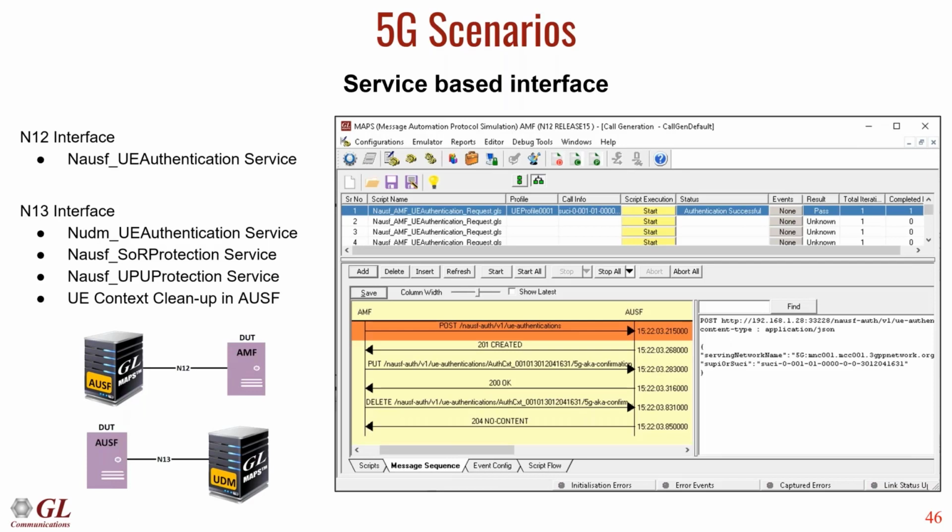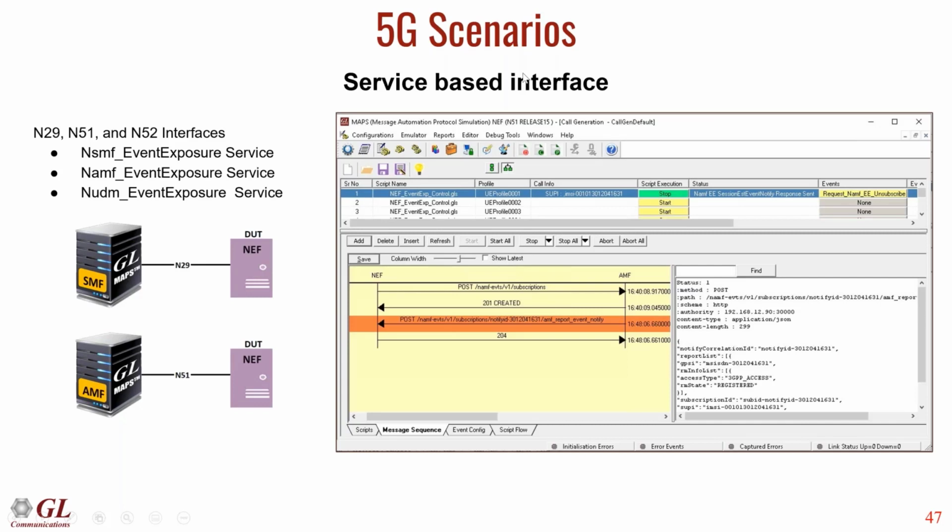Here we are showing the N12 and N13 interfaces. Basically, these interfaces are for authentication. N12 is between the AUSF and the AMF, and N13 is between the AUSF and the UDM. Whenever AMF requests authentication from the AUSF, the AUSF will contact UDM and get the authentication vectors, calculate the parameters, and send them back to the AMF to continue with the authentication. A sample call flow is shown in the screenshot.